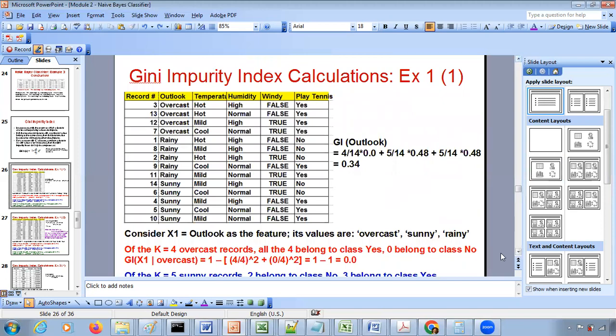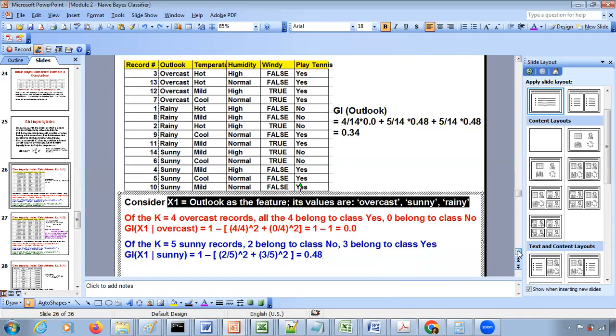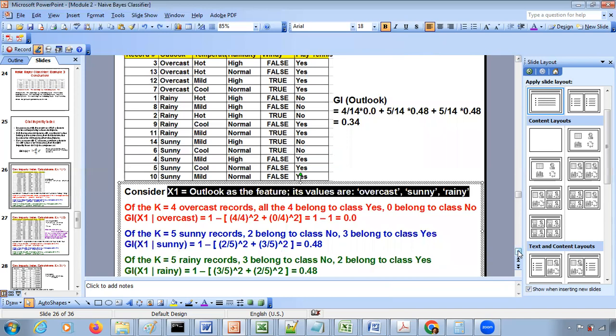And let's look at Outlook in this slide here. So X1 is the Outlook feature, and we want to basically quantify the extent of impurity in this data set when we look at Outlook as a feature of interest. So the three values for Outlook are overcast, rainy, and sunny in this data set. And let us first focus on computing the Gini impurity index for each feature value pair, and then take a weighted average across all the values to get the Gini index for the particular feature itself.